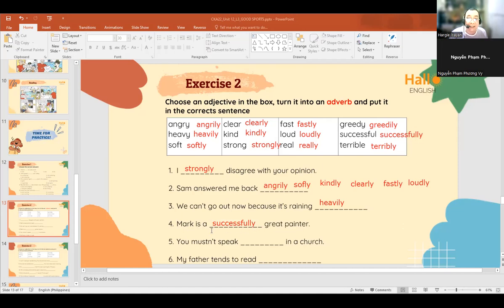Oh, Mark is a successful... rather. Sorry, excuse me, we do not use that in here. Adverb. Fastly, okay? Okay, thank you.